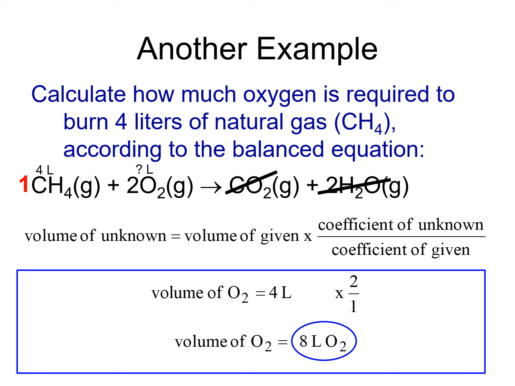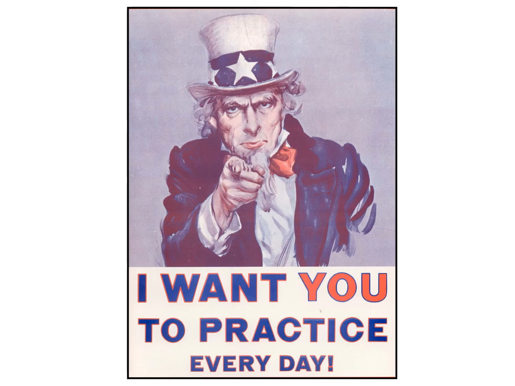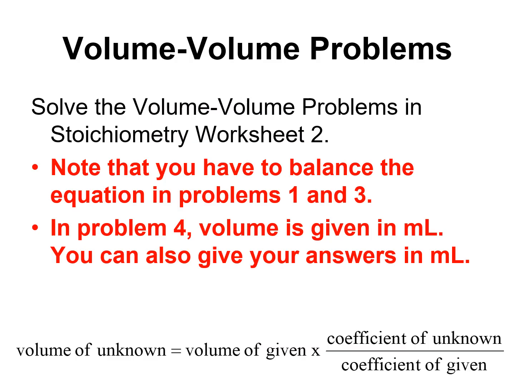So this method is pretty simple. You just have to make sure that you're dealing with volume-to-volume problems. I want you to practice this. If you got the worksheet, then you can do that. If not, I'm sure there are some problems on the internet that you could look up. Assuming you did get the worksheet that goes with this unit, then please note there are only 4 problems, but for the first and the third problem, you must balance the equation on your own. You have to have a balanced equation before doing a stoichiometry calculation. Problems 2 and 4 are already balanced. You can just proceed with them.